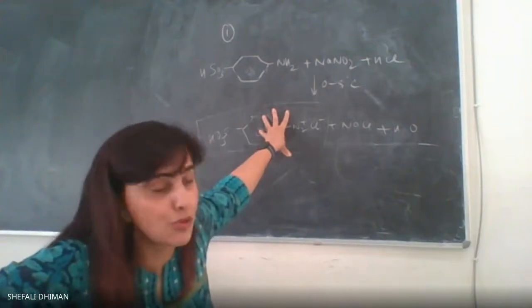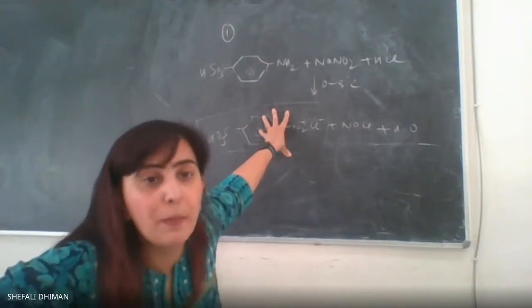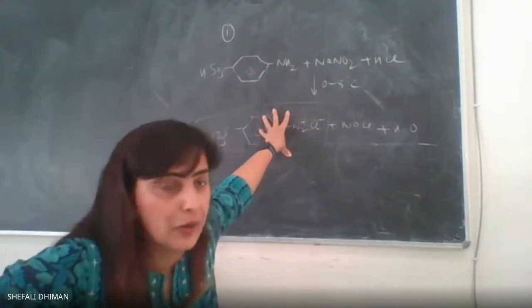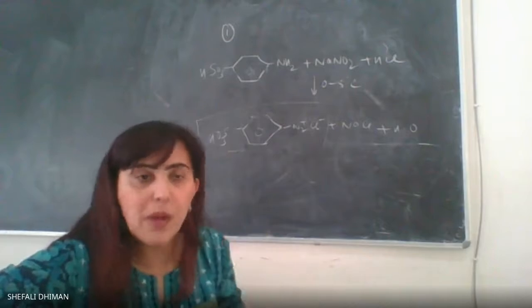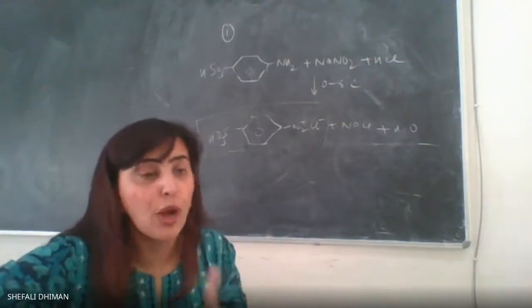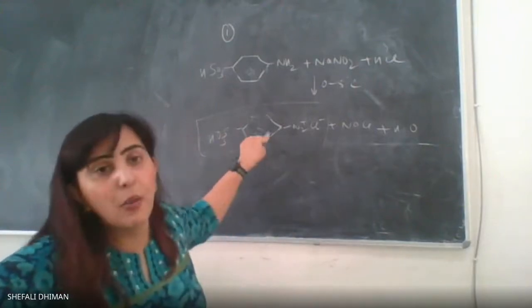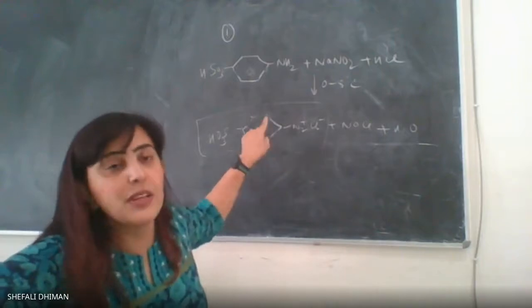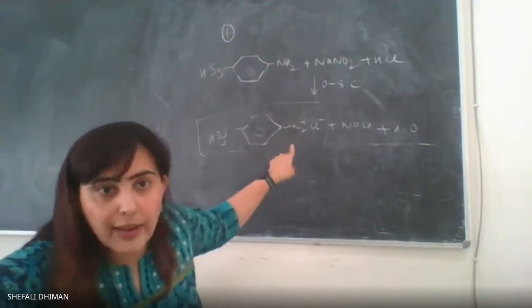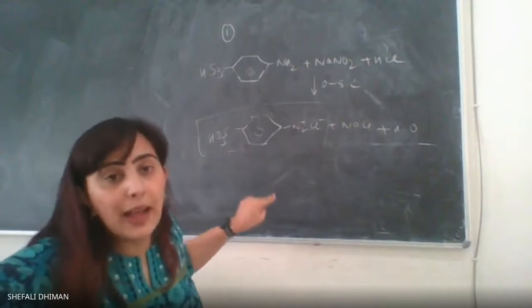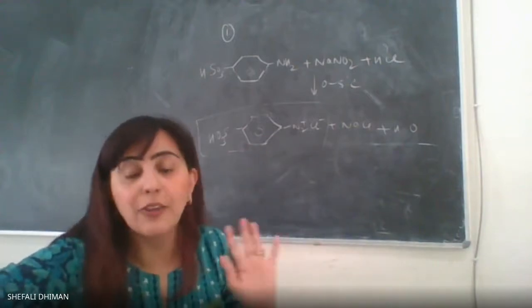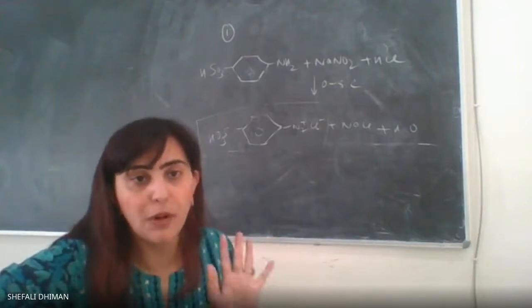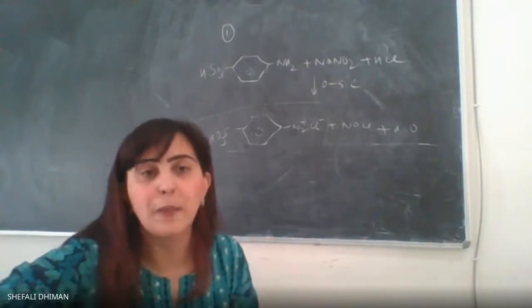Because step number 2 will involve the preparation of the dye, which is methyl orange. I have not prepared methyl orange in step number 1. I will be preparing it in step number 2. But if step number 1, which is the preparation of the diazonium salt, is not carried out properly, the methyl orange as a dye would not be formed. So we have completed reaction number 1. Let's go to reaction number 2.